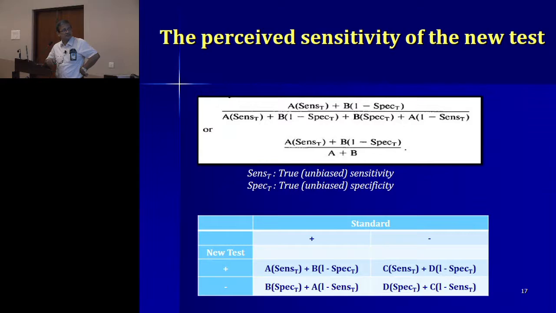So the new test, this is the standard. The truth, this is what we are using now, the imperfect standard. But this is the formula that you will get. So what you find here has to be adjusted. Okay.